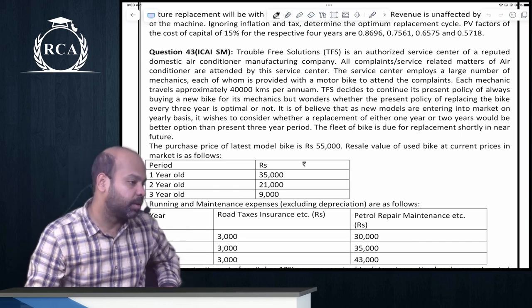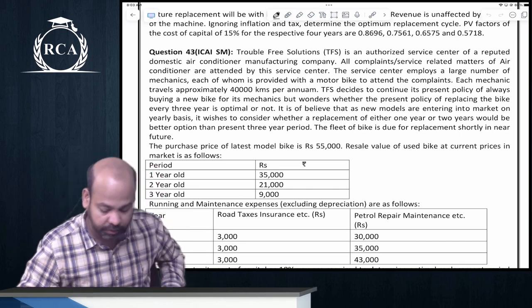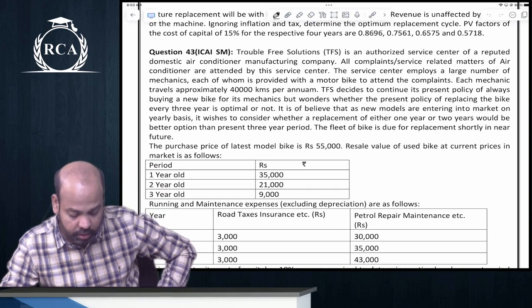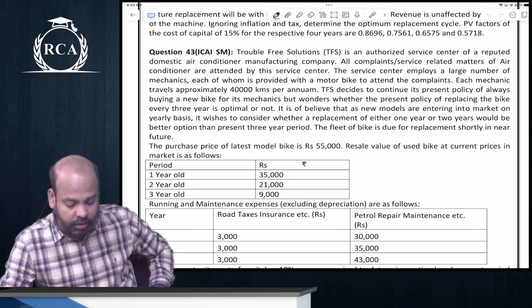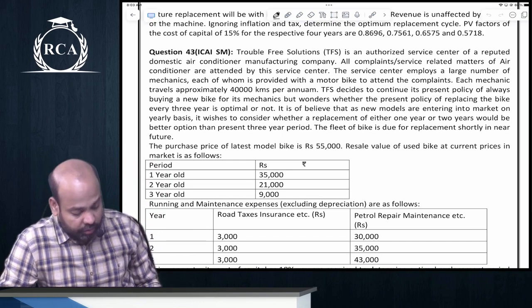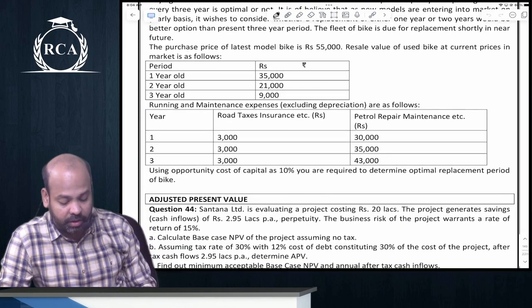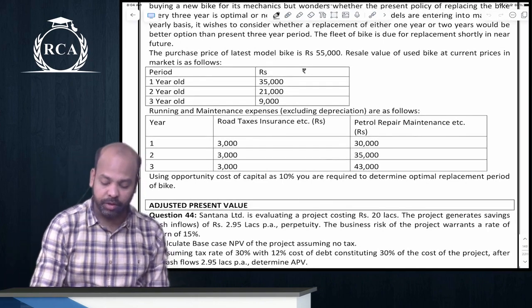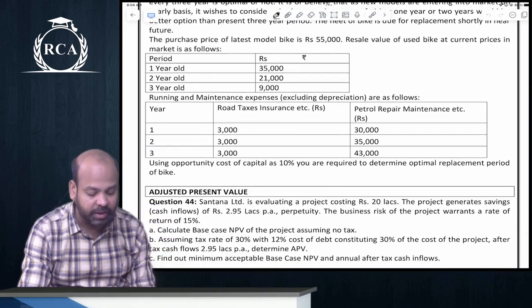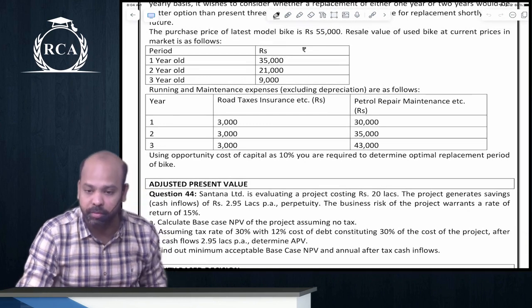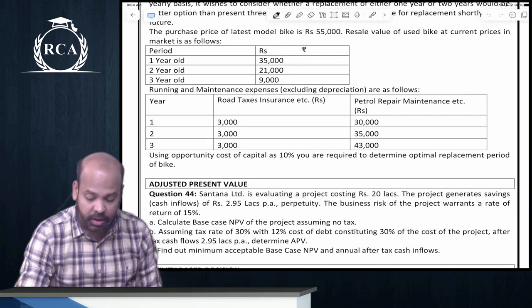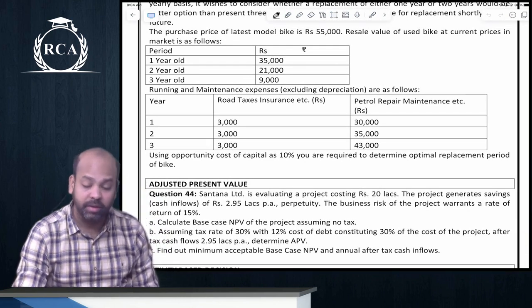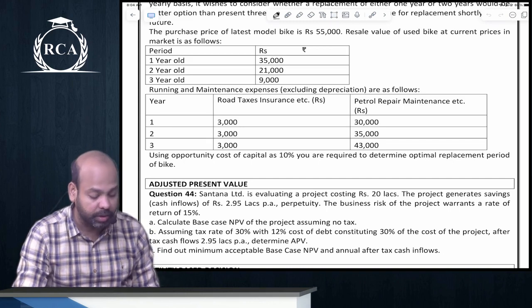At present, beta, we are replacing the vehicles every 3 years. It is of the belief that as new models are entering into the market on a yearly basis, it wishes to consider whether a replacement of either 1 or 2 years would be a better option than the present 3 years period. The fleet of bikes is due for replacement shortly in the near future. The purchase price of the latest model bike is 55,000 rupees. Resale value of a used bike at current market prices is as follows. After 1 year, you can sell the bike at 35,000. After 2 years at 21,000. After 3 years at 9,000 rupees.